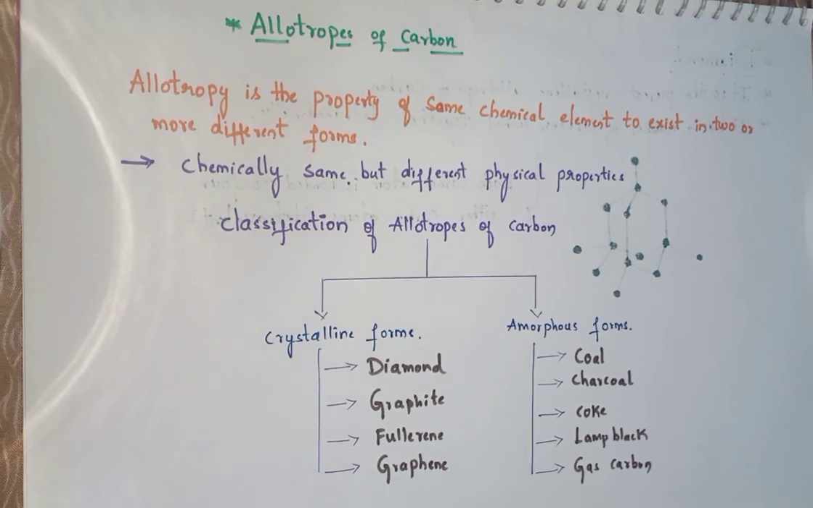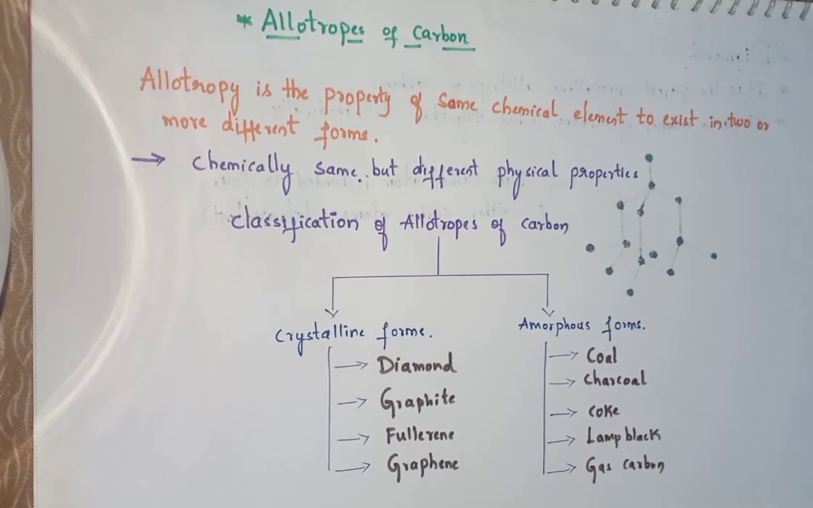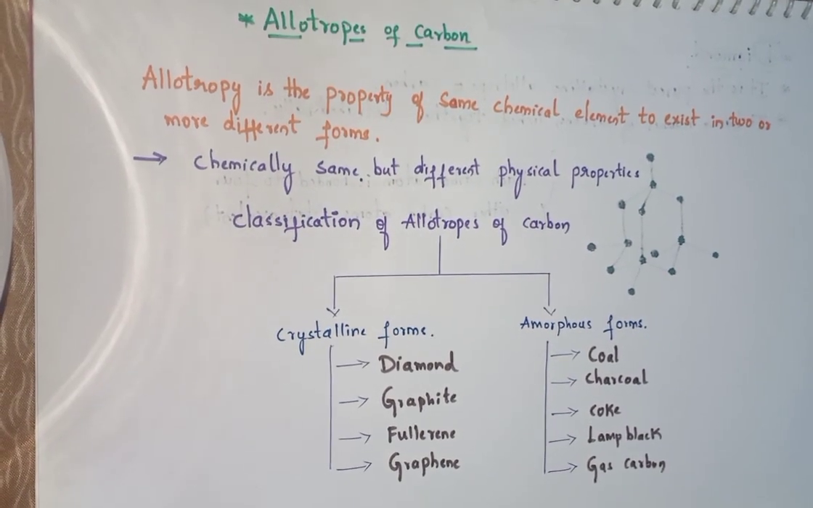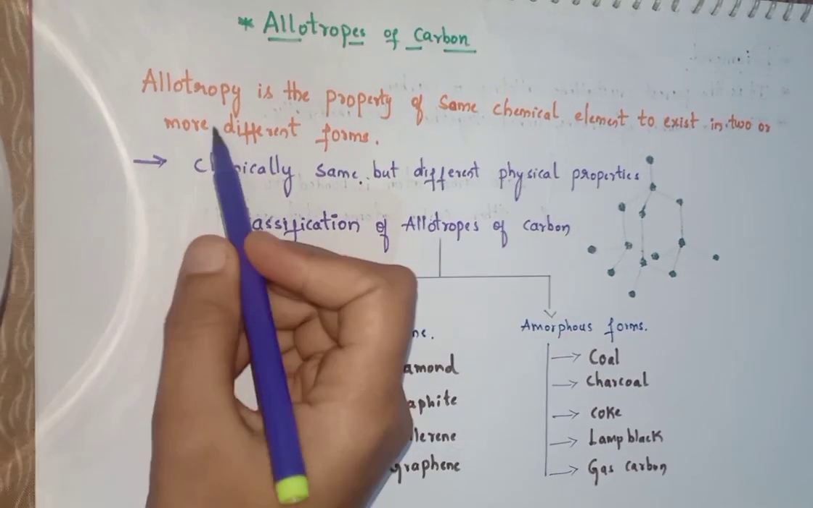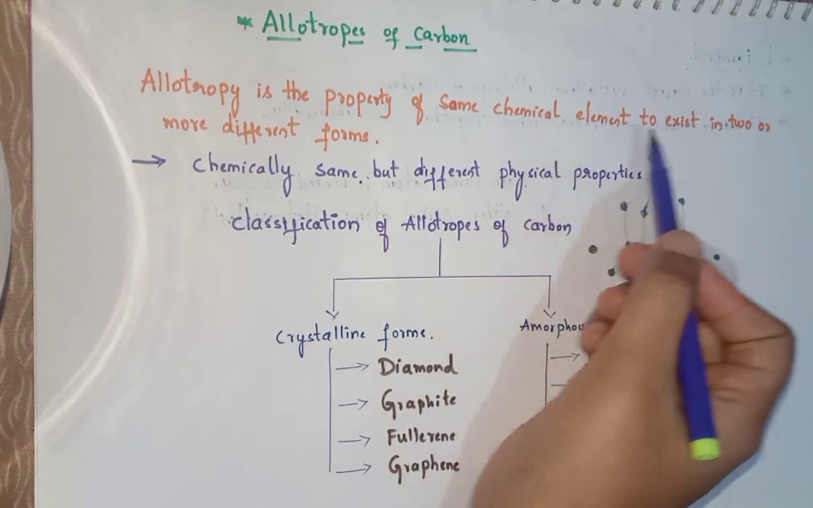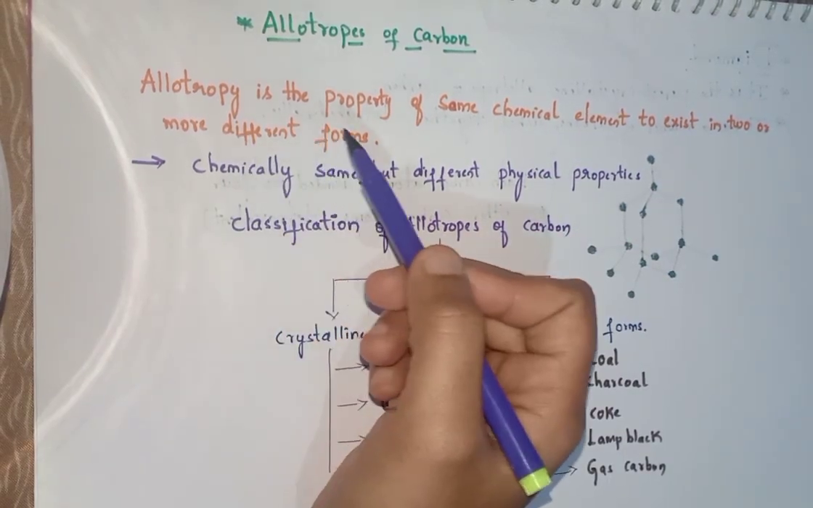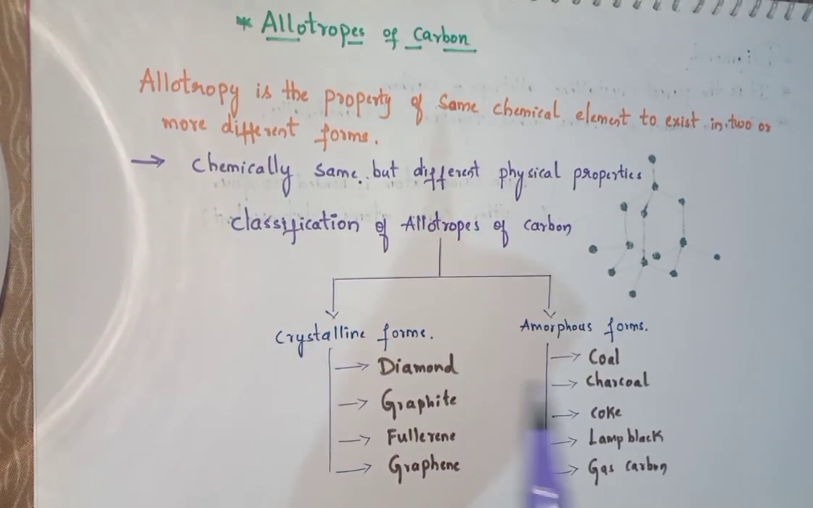In this video, we are going to study about allotropes of carbon. So first we need to know what an allotropy is. Allotropy is a property of some chemical element to exist in two or more different forms. So here we are talking about carbon.